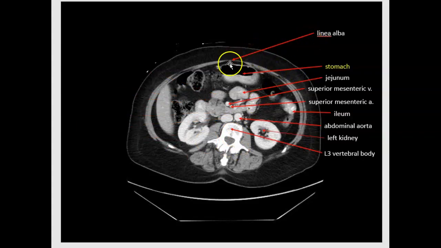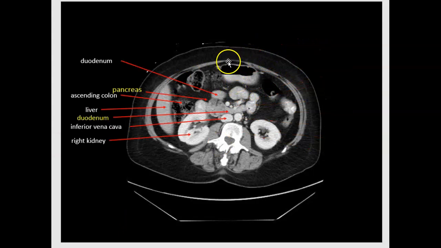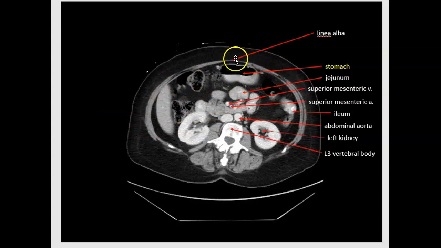The linea alba is actually something you can see on both. You can see it here. The linea alba is labeled here though. Here's the stomach, the jejunum, the superior mesenteric vena cava, the superior mesenteric aorta, the ilium here, abdominal aorta. Again, the vertebral body, very easy to identify, and then the left kidney. Again, these are some common features. It doesn't mean that you're going to see this in every single image of a person you see, but at least these are some of the things you might see.